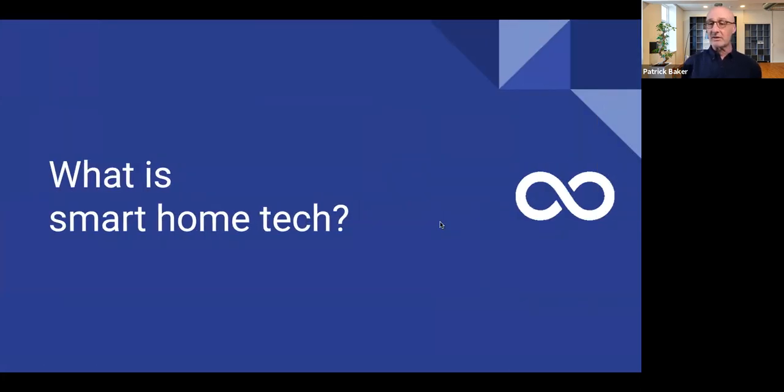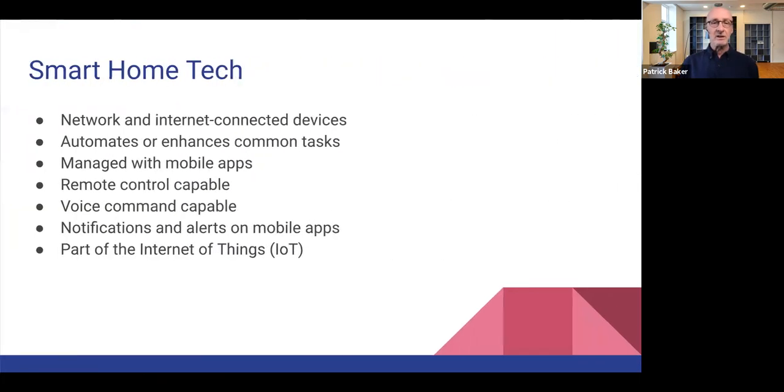So let's first dive into what is smart home technology. Basically, what it is are network and internet connected devices that you can install in your home. They will automate or enhance many common tasks, basic things like turning on your lights, for example, playing music, but could also be used to summon emergency contacts, reach out to your primary caregiver, and that sort of thing, as well as staying connected with family and friends.